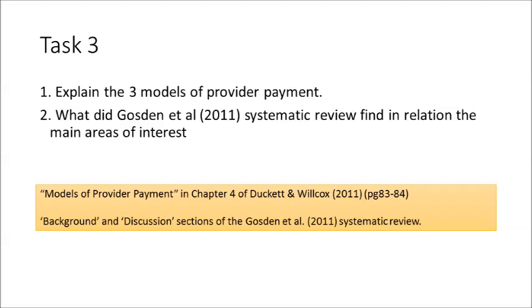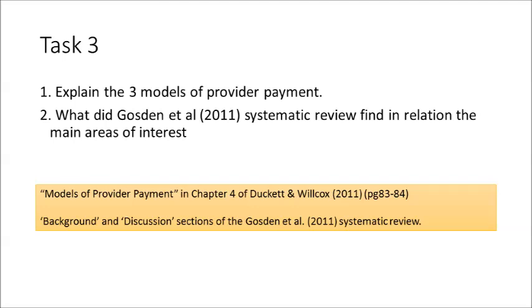All right, so we've come to task 3. For task 3, you need to read the Models of Provider Payment section in Chapter 4 of Duckett and Wilcox, which you'll find on pages 83 to 84. Also have a look at the Gosden et al. systematic review, and I want you to read the background and the discussion sections. Once you've done that, answer these 2 questions.